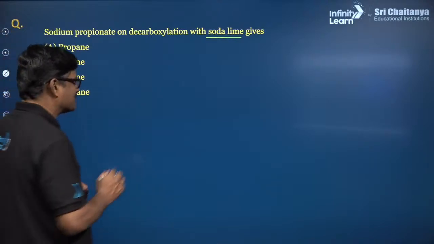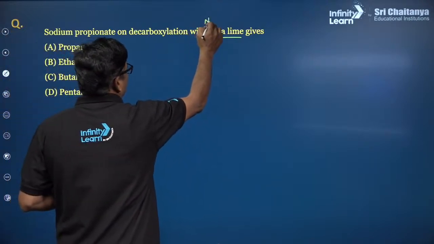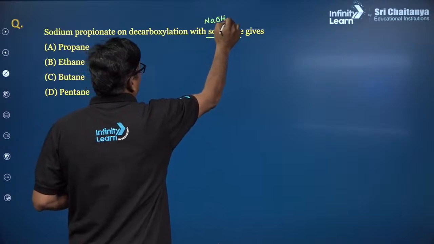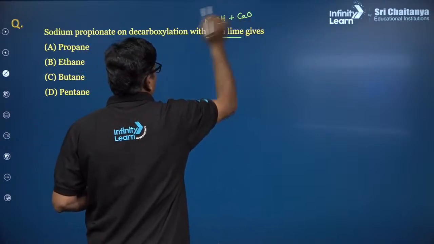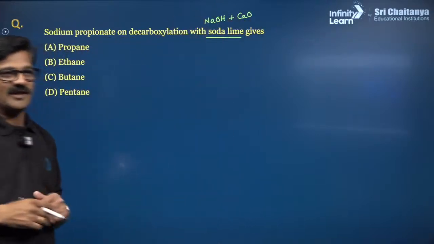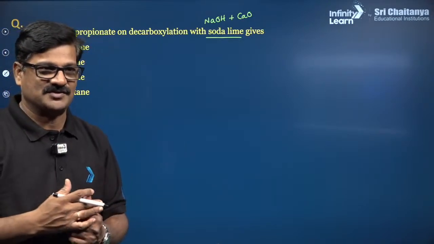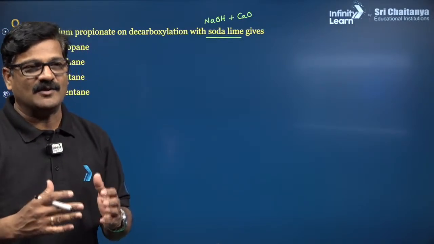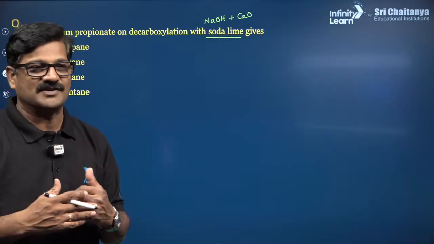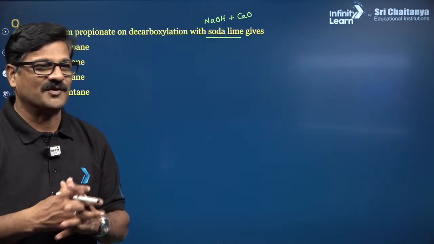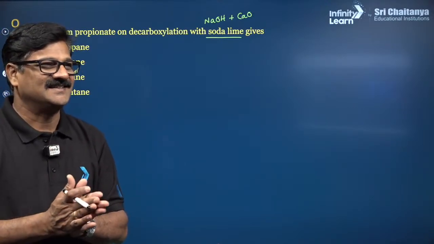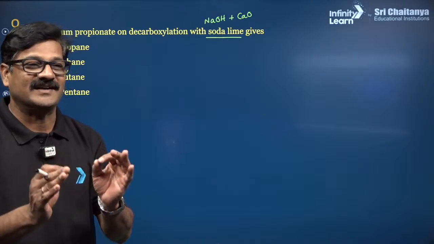Soda lime is a mixture of sodium hydroxide plus calcium oxide. That mixture is called soda lime, and this is used for decarboxylation. And what is the role of calcium oxide? It is a dehydrating agent.